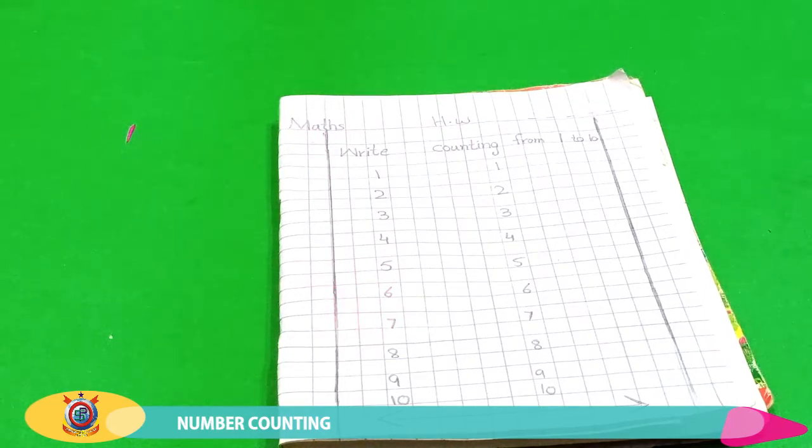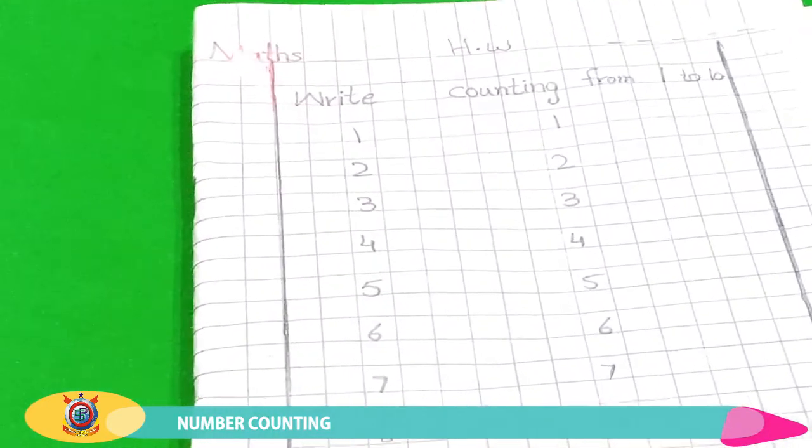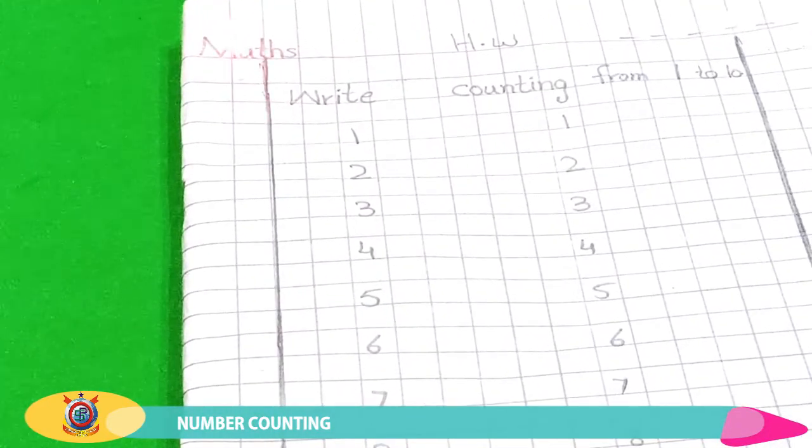Okay, now students, you will also write here maths. Spelling of maths: M-A-T-H-S, maths. Then you will write homework. It's your homework, so you will write here homework, and you will write here the date. You will put the date, but you will ask your parents what date you should put here.